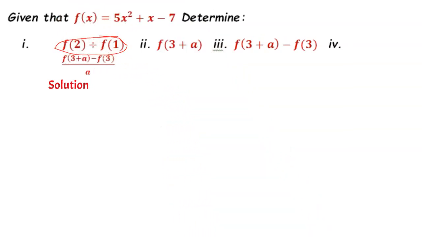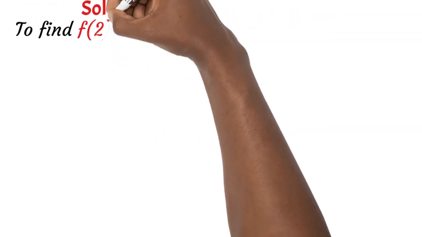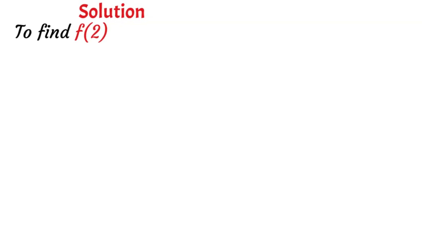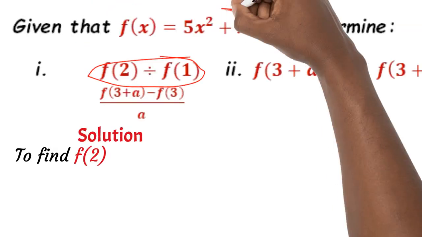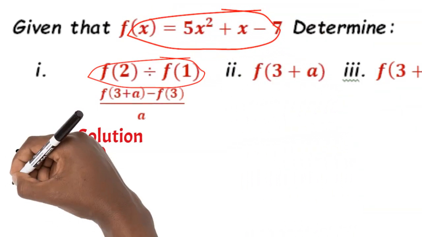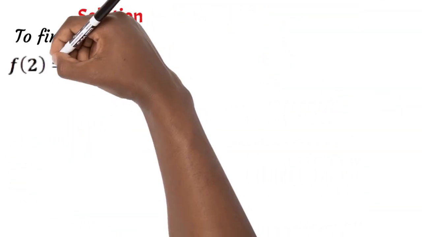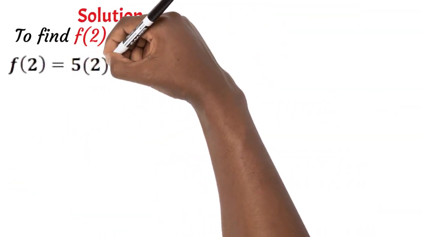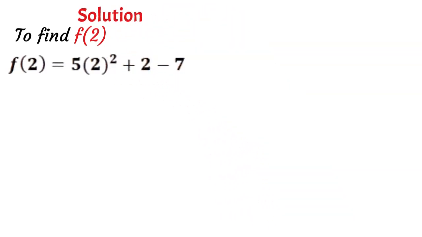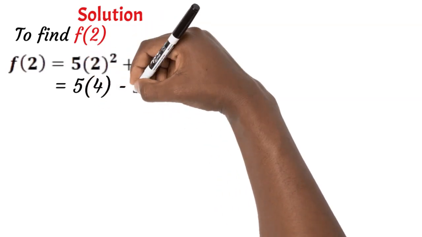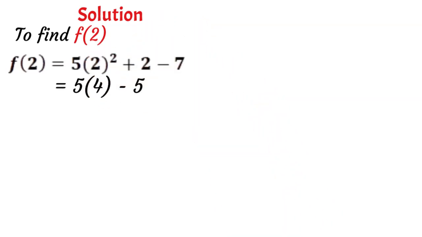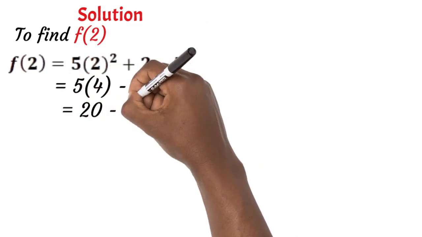First of all, let's find f of 2. That means we have to replace x by 2 in this equation here. So f of 2 equals 5 of 2 squared plus 2 minus 7. So that will be 5 of 4 minus 5. So that will be 20 minus 5. So we have 15.